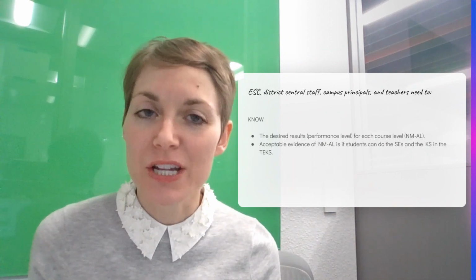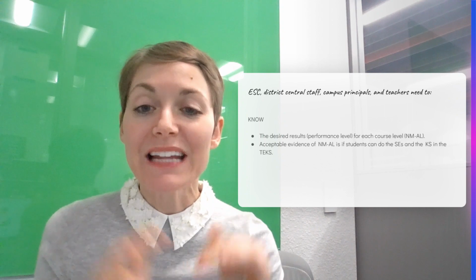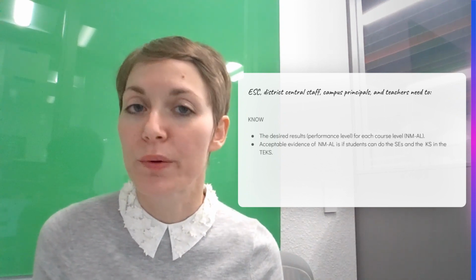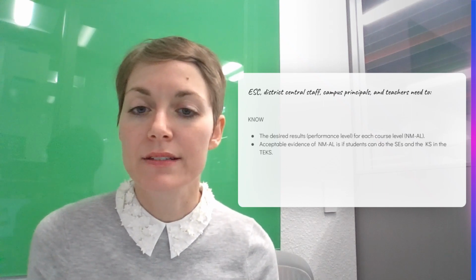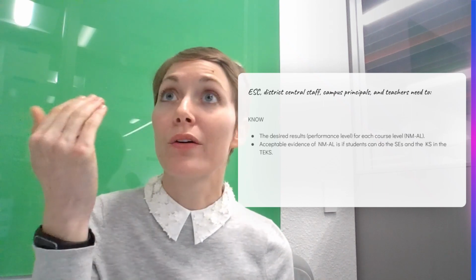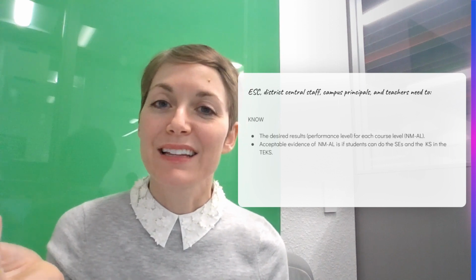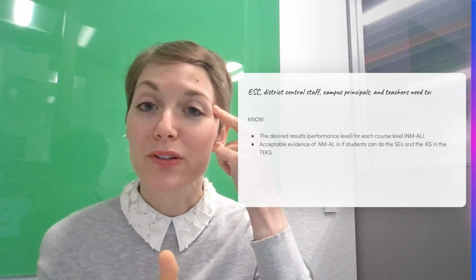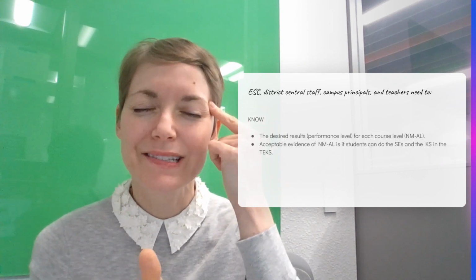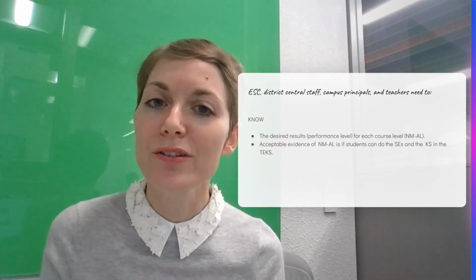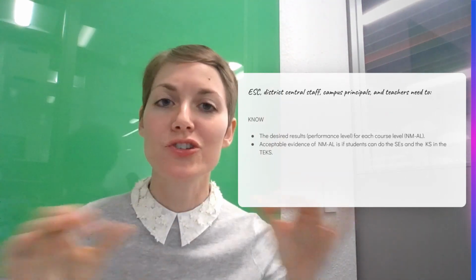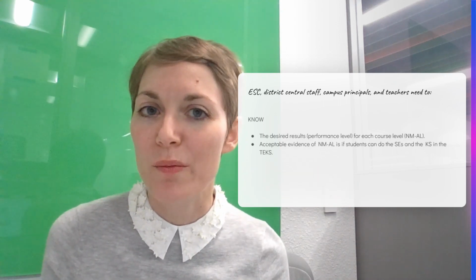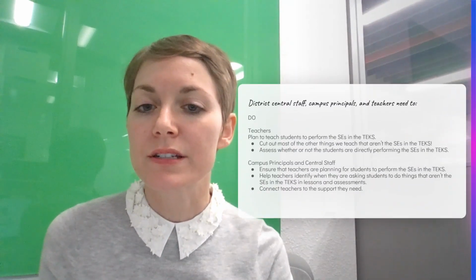Everybody who supports world language teachers, and teachers themselves, need to know what the desired results are for their course level. That's always the proficiency level or the performance level as we test it in class. And all of us need to know, if I'm teaching level 3 and the desired results are intermediate low to mid, I need to know what an intermediate mid kid sounds like. They can do the SEs and the TEKS. Mystery solved. So if the kids can do the TEKS for level 3, I know that they're in the correct performance level. Everybody needs to know that.